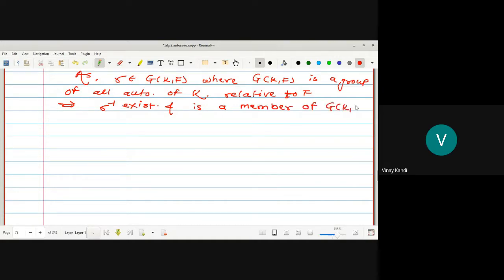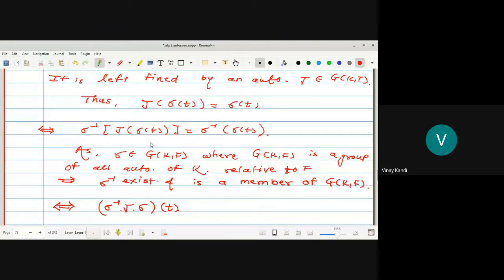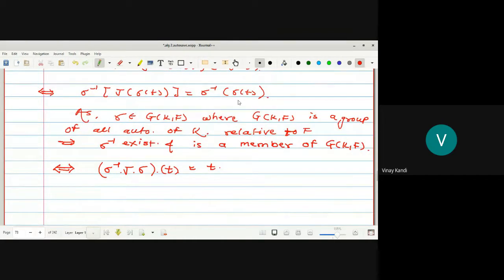So this implies sigma inverse composed with J composed with sigma of t is equal to sigma inverse into sigma of t, which is t, since sigma inverse into sigma is the identity operator. So this is t as it is, for all t belonging to T, for all sigma belonging to G(K/F), and for all J belonging to G(K/T). What is the meaning of this?